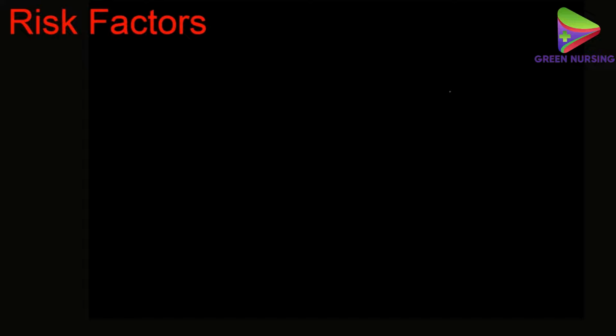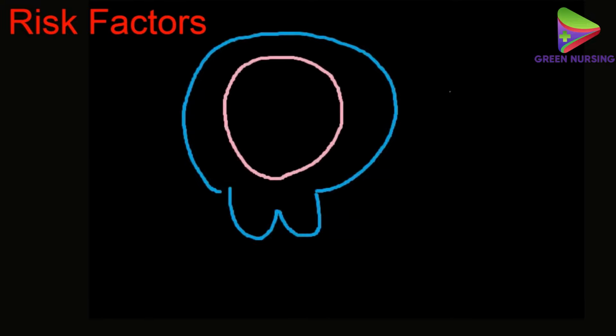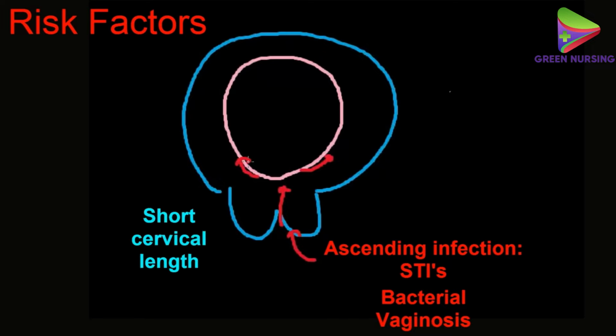What are risk factors for PROM? Anything that weakens the strength of the chorioamniotic membrane. Here is the uterus. Here is the cervix. And this is the chorioamniotic membrane. An ascending infection from the vagina will weaken these membranes, so sexually transmitted infections and other lower genital tract infections such as bacterial vaginosis play a role as risk factors. This can be one reason why a short cervix is also a risk factor for PROM.